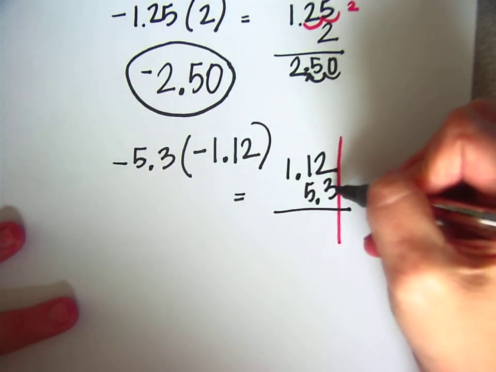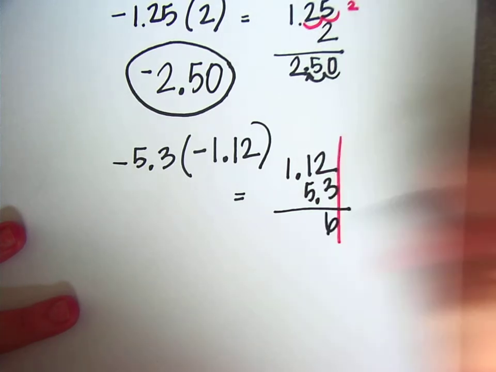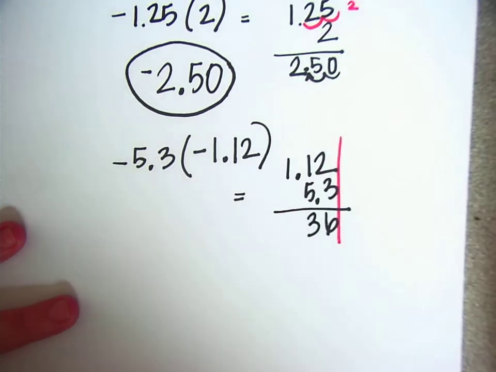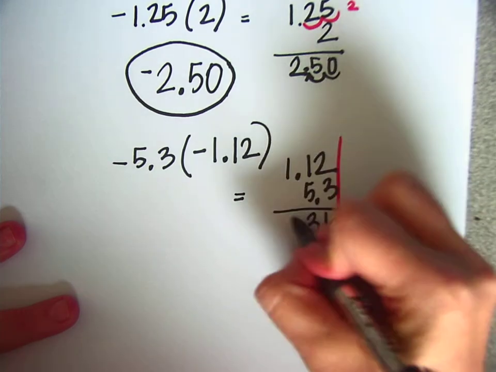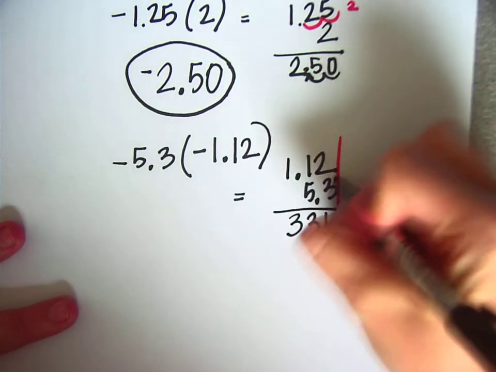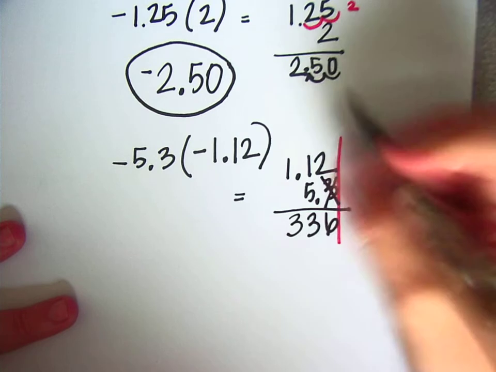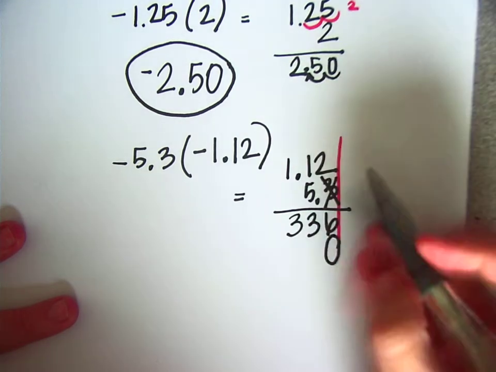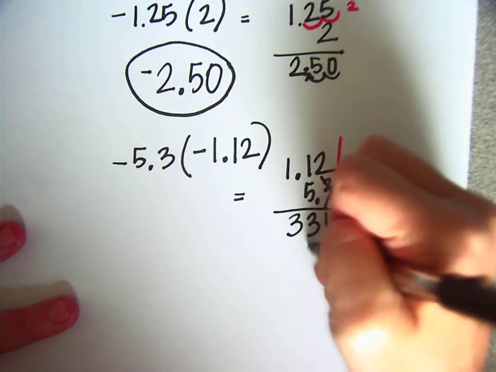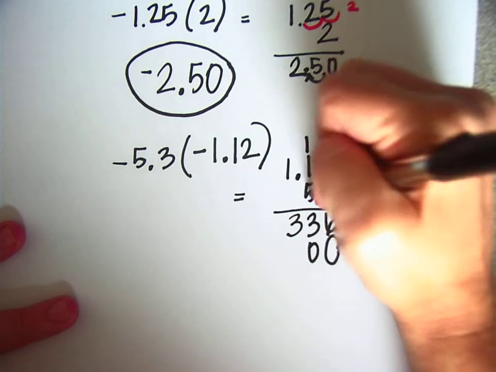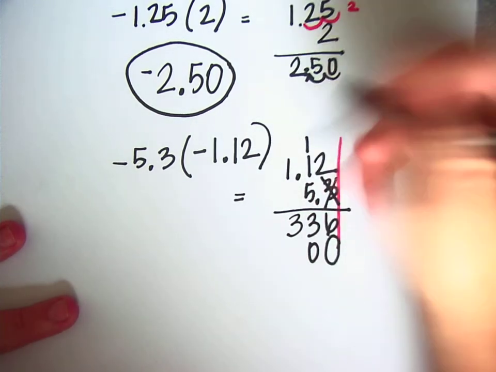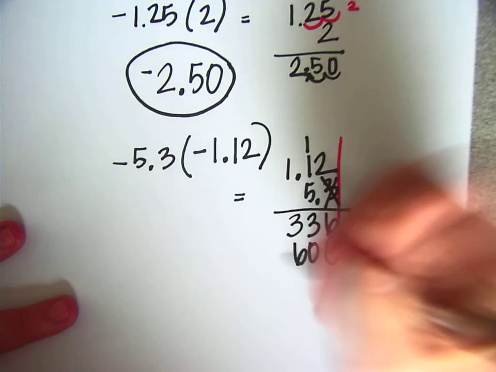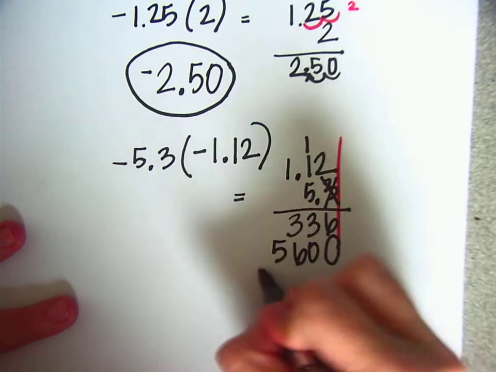We're going to multiply 3 times 2 is 6. 3 times 1 is 3. And then 3 times 1 again is 3. Now once we go to the 5, we're going to add our 0 down here. 5 times 2 is 10. 5 times 1 is 5, plus 1 is 6. And then 5 times 1 is 5.